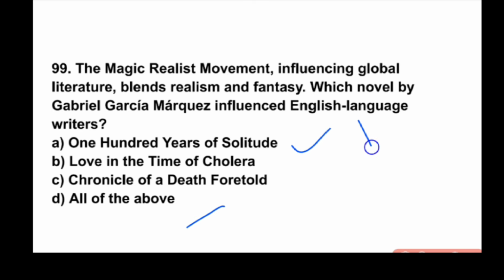Option D, 1967. And other works introduce magic realism, influencing global literature. And today's last question.